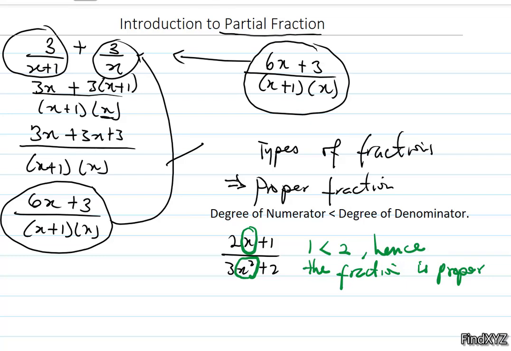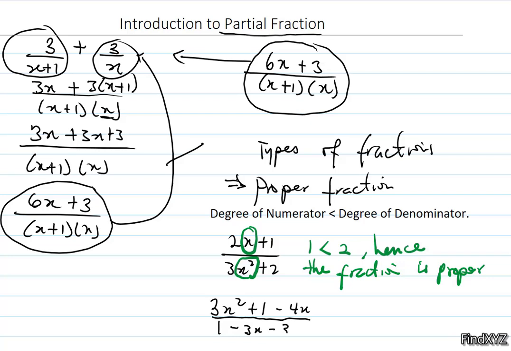Another example, if you have 3x squared plus 1 minus 4x all over 1 minus 3x minus 3x to the power 5. For the numerator, what is the highest degree? You realize that 4x has a power of 1, then you have x with a power of 2. So we look for the highest power. So the highest power is 2.